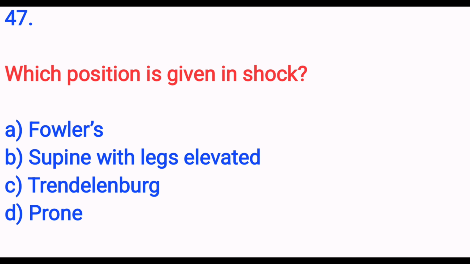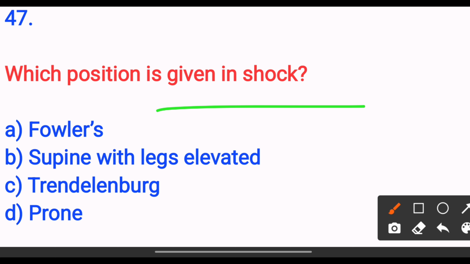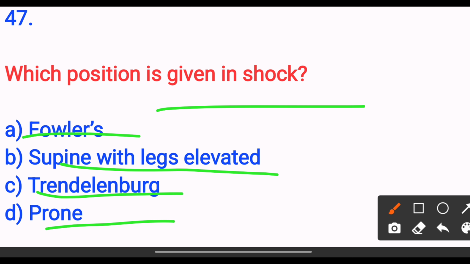Which position is given in the shock? Option A Fowler's, option B supine with legs elevated, option C Trendelenburg, option D prone position. The answer is option B supine with legs elevated.